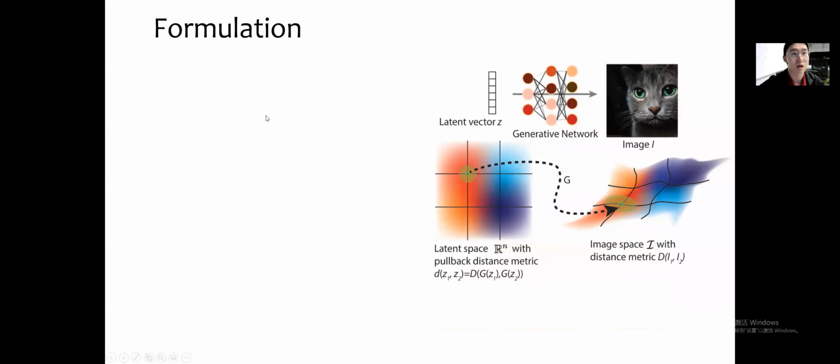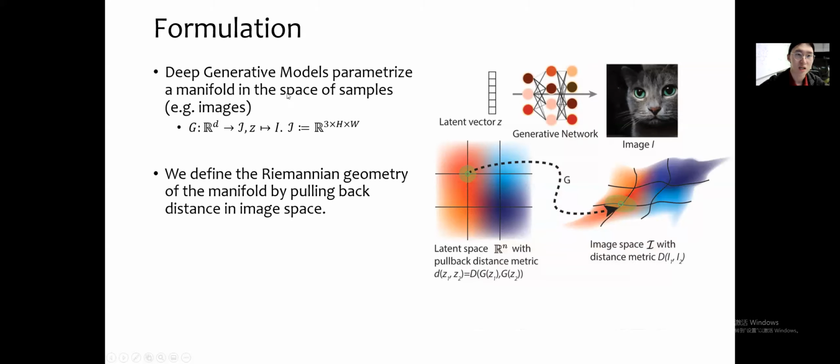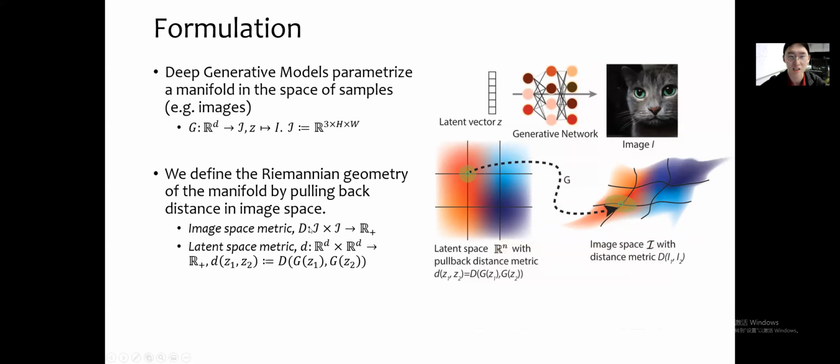So we formalize the problem as such. Deep generative models parameterize a manifold in the space of images, like the following. And on the image space, we have a distance, like the perceptual similarity of the image samples. And the generator map can pull that back onto the latent space. So for example, when we have an image distance capital D, we can define a latent space distance, lower d.